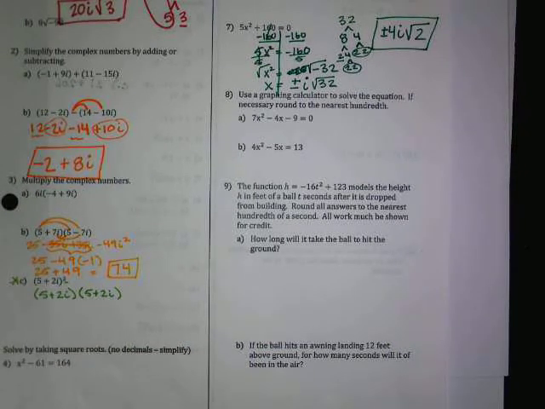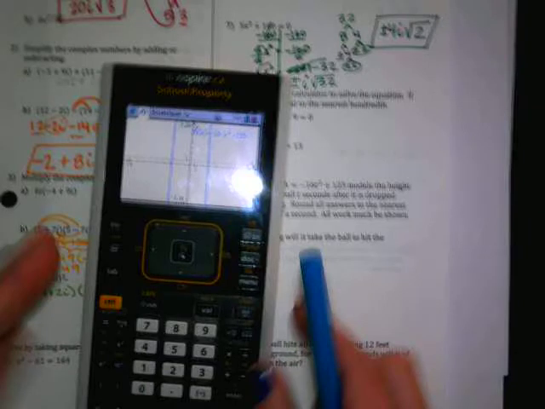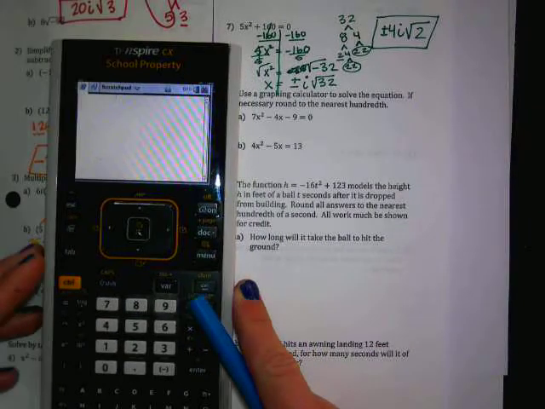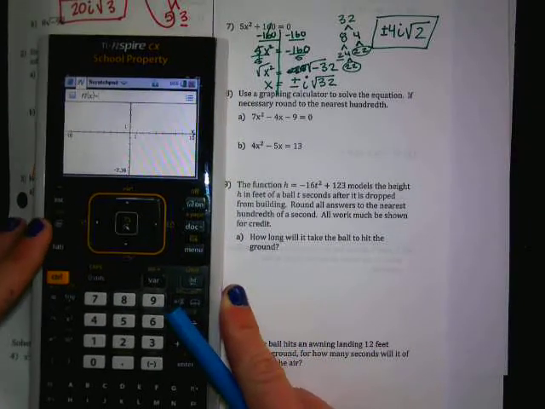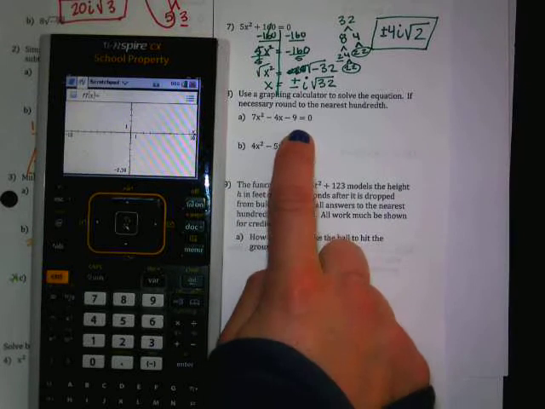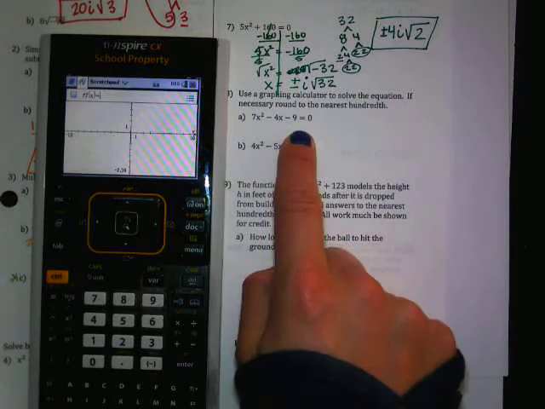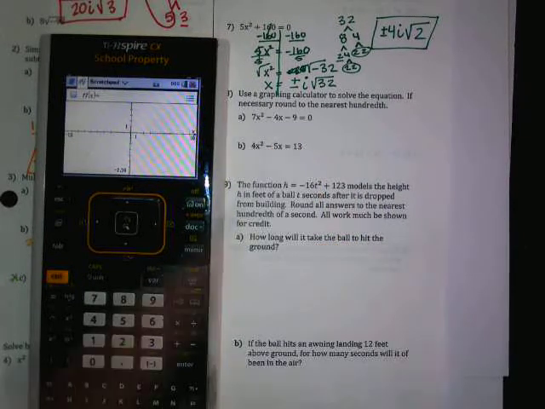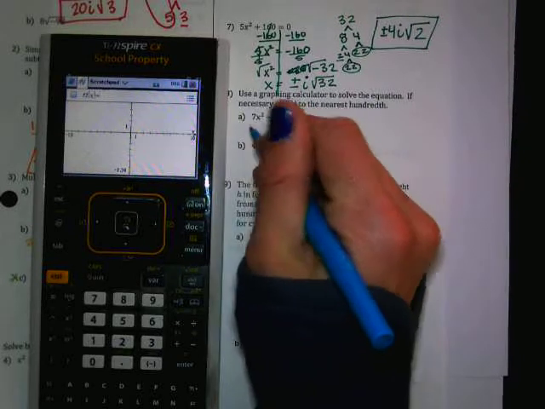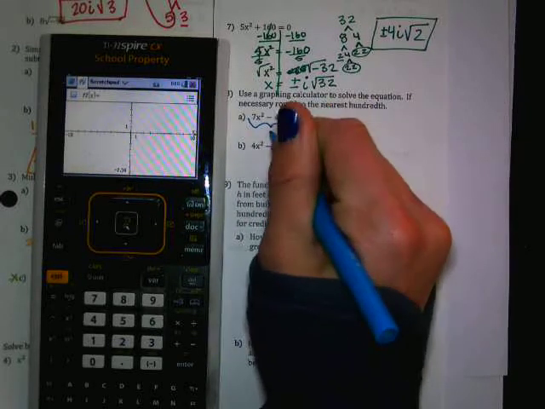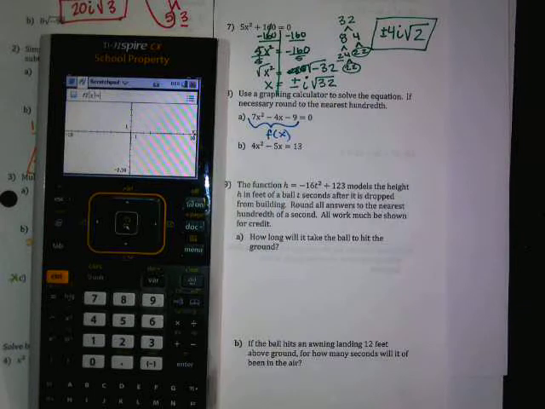All right, number 8, use a graphing calculator to solve the equation. If necessary, round to the nearest hundredth. So you have a calculator and we're going to graph it. Here's my calculator. I'm going to go into the graph. First, you need to make sure all of your stuff is on the left side. So on A, all of my terms are already on the left. So I'm going to plug this in to f of x.